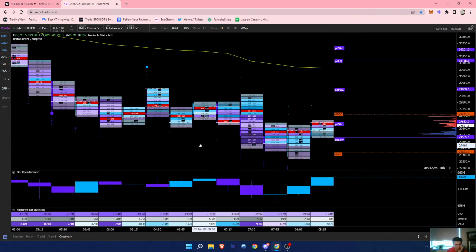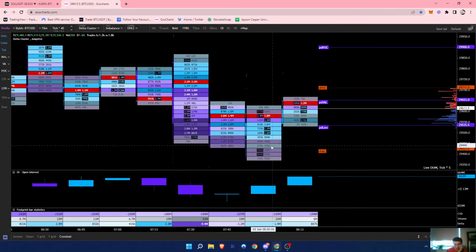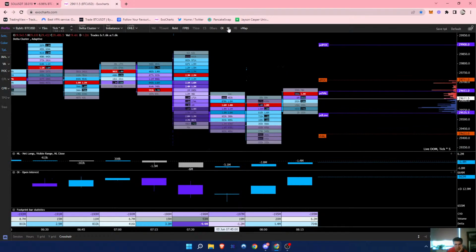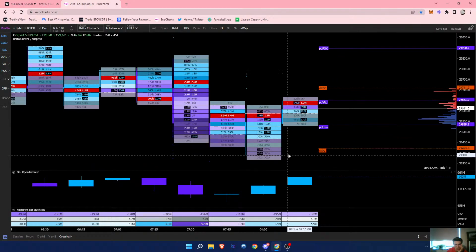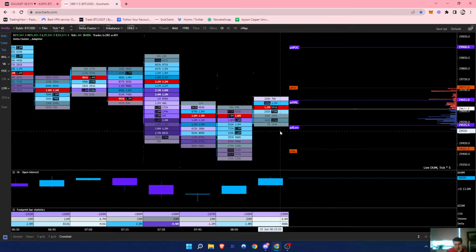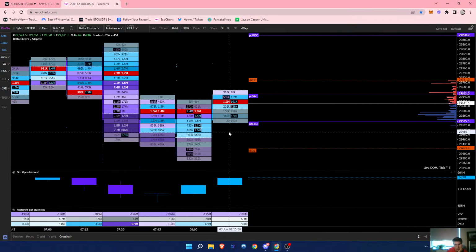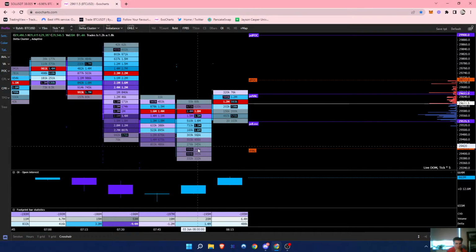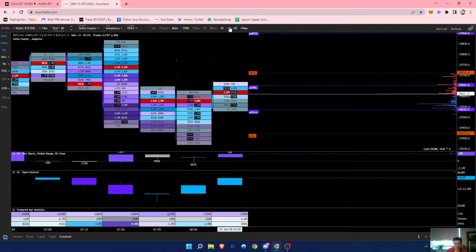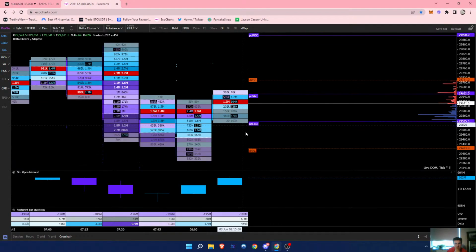So, again, possible trapped shorts underneath here. We're getting stacked imbalances, longs coming in. Again, I wouldn't necessarily long right now, but it's just a good example of shorts being trapped. Whole bunch of net longs coming in. Oh, there's some shorts coming in.